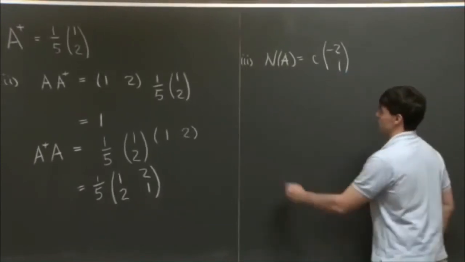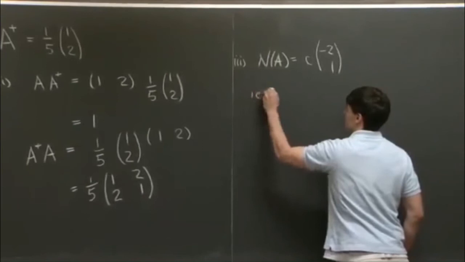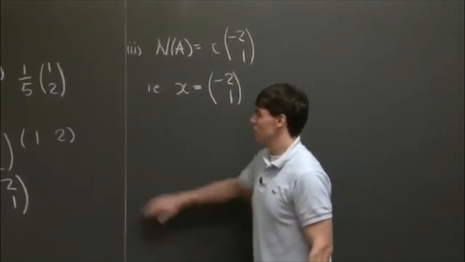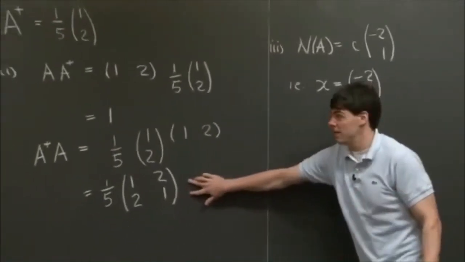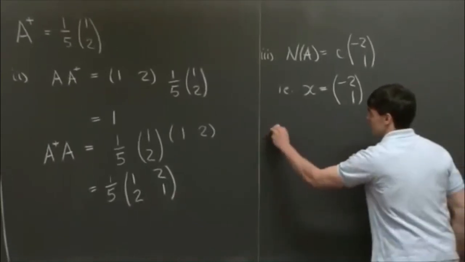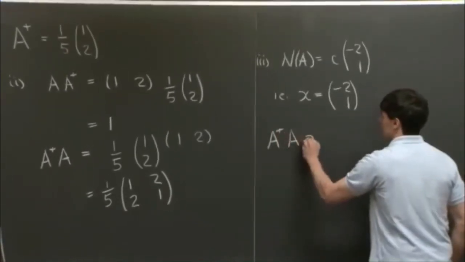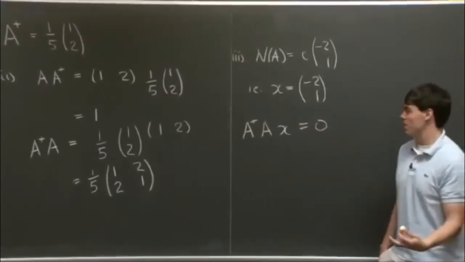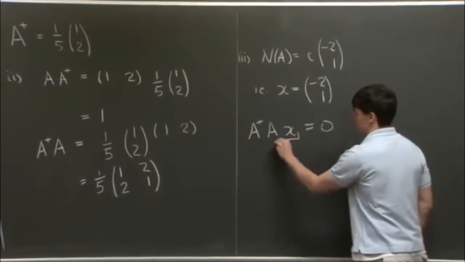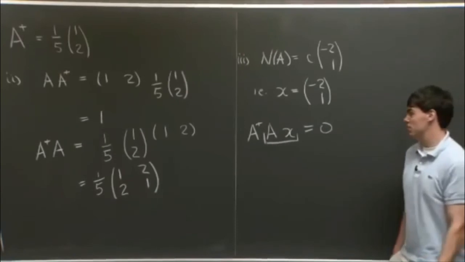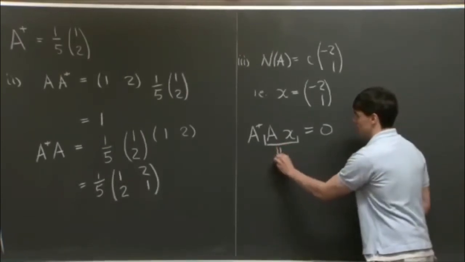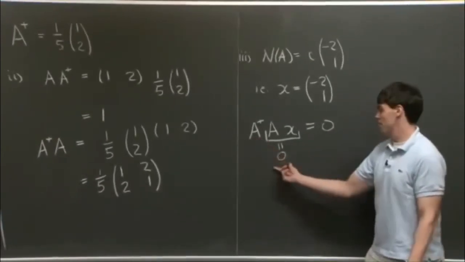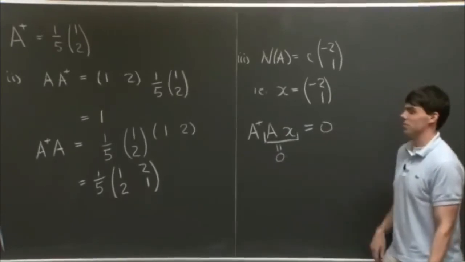So if x is, for example, if we take x equal to minus 2, 1, and we were to multiply it by A plus A acting on x, we see that we get 0. And this isn't very surprising because if x is in the null space of A, we know that A acting on x is going to be 0. So no matter what matrix A plus is, when we multiply by 0, we'll always end up with 0.